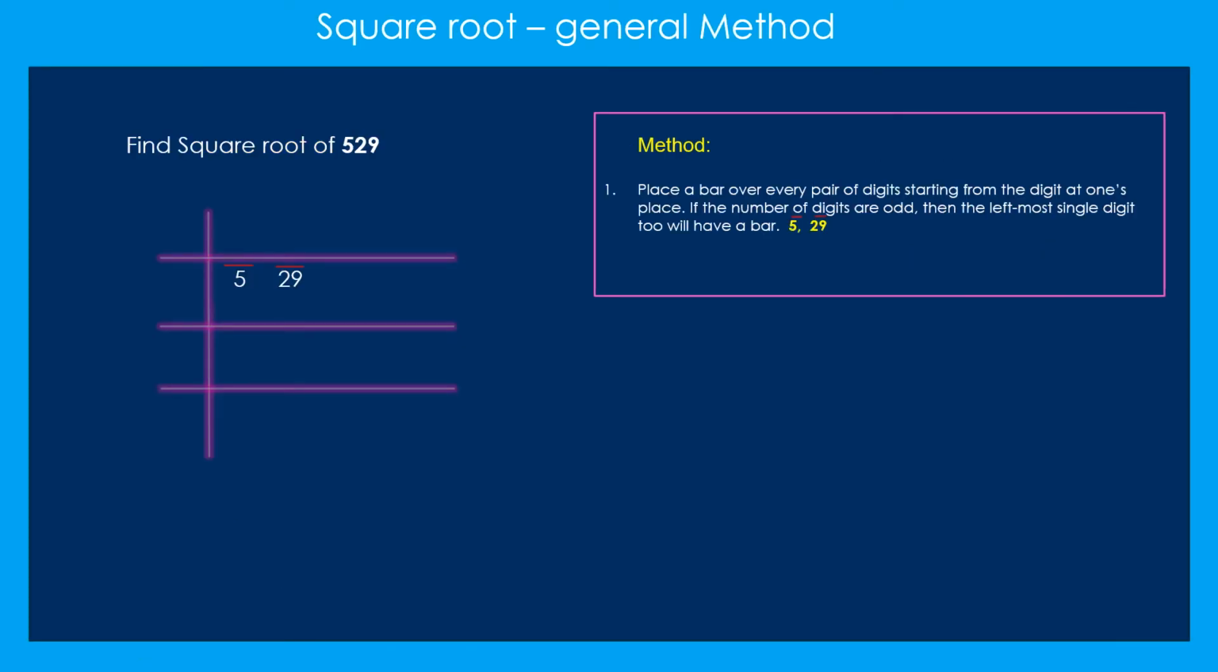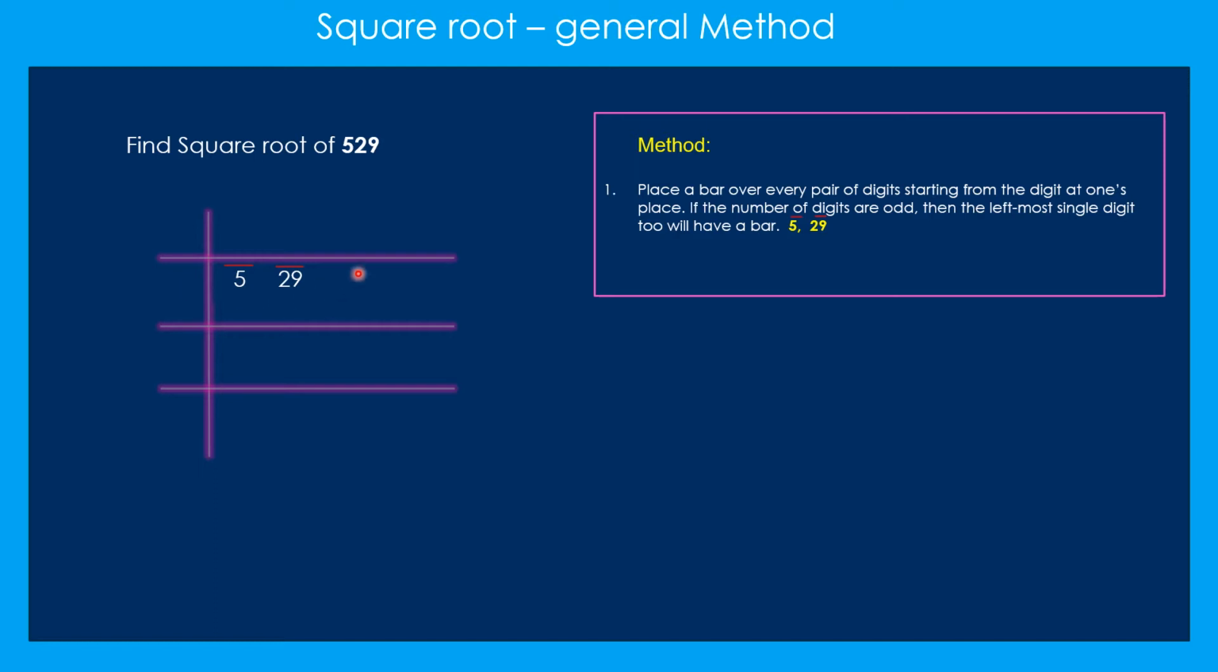Find the square root of 529. First of all, we write down the number 529. We draw a vertical line and then we draw the horizontal lines. After writing the number, we place a bar over every pair of digits starting from the digit at the ones place. And if the number of digits is odd, then the leftmost single digit too will have a bar.